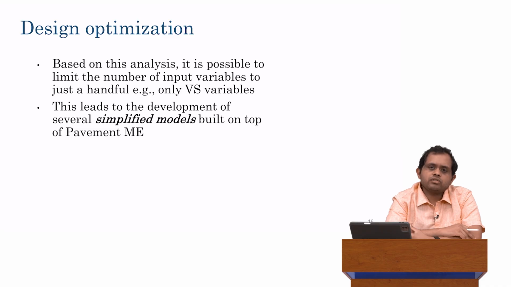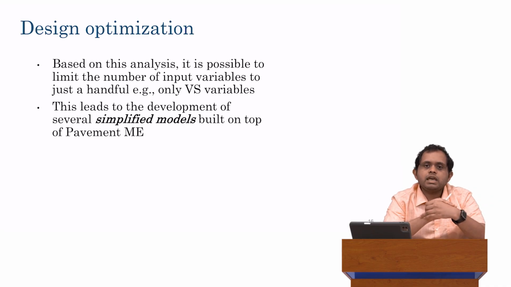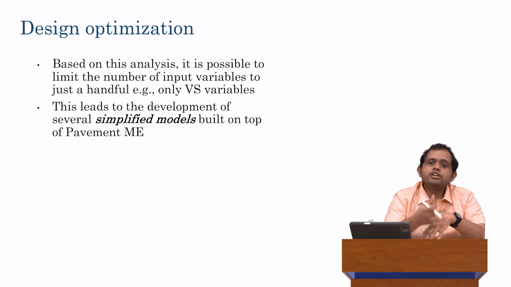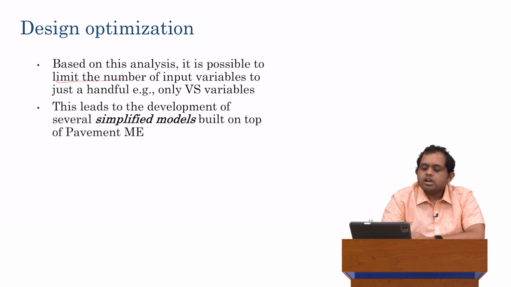Okay, so what do we do with this? This study was conducted. We start with all the 50 plus input variables that are taken by Pavement ME. If you want to do a full-fledged optimization across all these variables, it is very, very hard. It's too many variables basically to consider. Mathematically, it becomes an intractable problem. So we perform this sensitivity analysis. We reduce the number of variables that we are interested in to a handful. In this case, maybe they got 10, 15 variables which were sensitive or very sensitive. Those are the only variables that really have to be considered. So based on this analysis, it is possible to limit the number of input variables to just a handful.